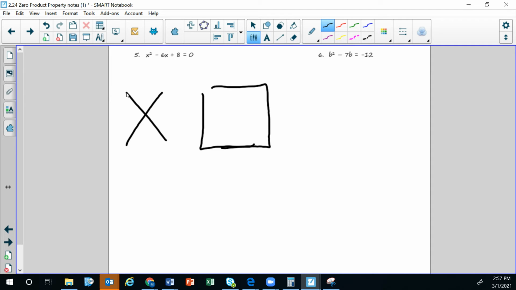X box. Okay, I want to make sure I have space for the other one on the right. Now, we know that in the first box, I'm going to have x squared. Last box, I'm going to have 8. So I need to find these two boxes.